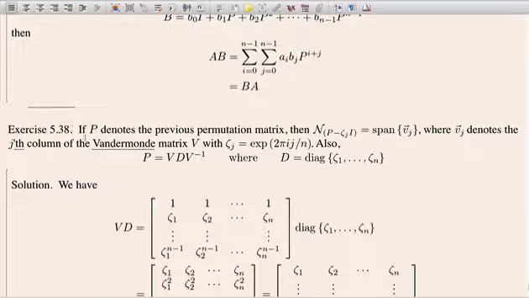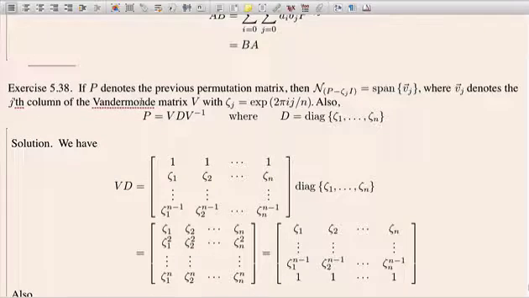Another kind of lemma or exercise, if you want to call it that way: if p denotes the previous permutation matrix, then the null space of p minus zeta j I equals the span of vj, where vj denotes the jth column of the Vandermonde matrix V, and the zeta j's are actually these roots of unity, e to the 2 pi i j over n. And also we have then that p equals V D V inverse, where D is the diagonal matrix with zeta 1, zeta n.